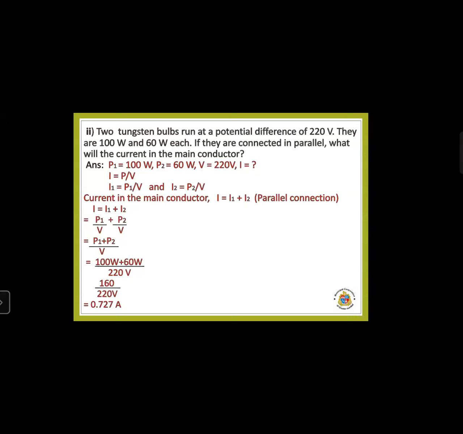If they are connected in parallel, what will be the current in the main conductor? So given is P1 and P2. P1 is 100 watt, P2 is 60 watt, and potential difference is 220 volt. Now potential difference is the same because these are connected in parallel. So V is 220 volt.